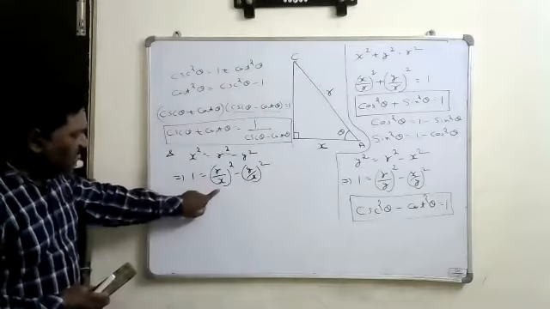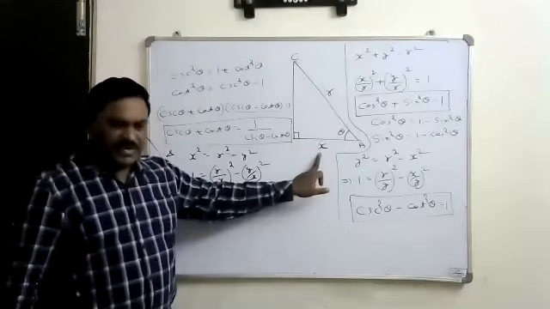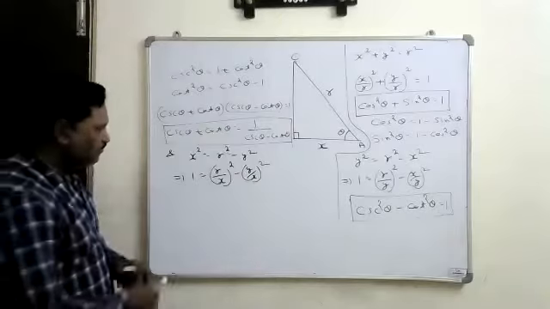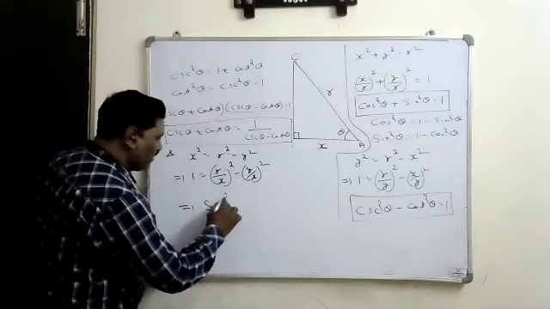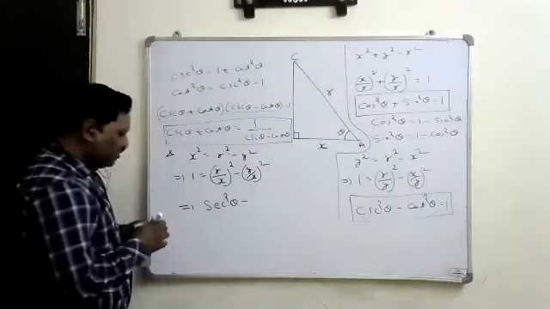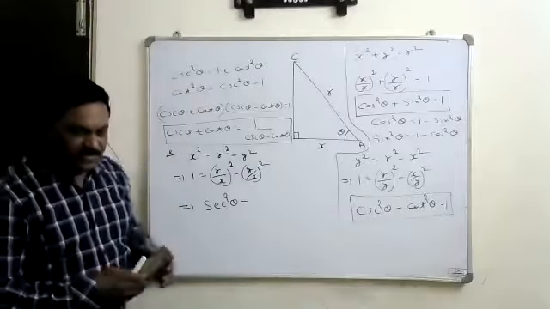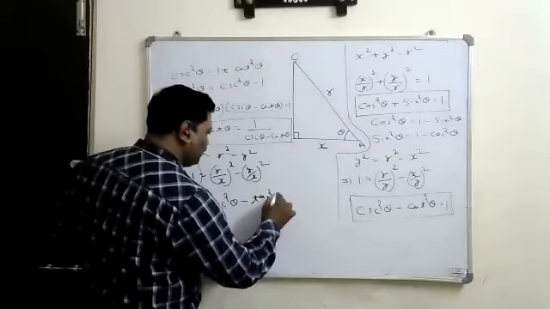So what does this r by x represent? r by x means hypotenuse upon adjacent side. Hypotenuse upon adjacent side, that is the definition for sec. That is secant square theta, we can write it. Minus y by x, opposite by adjacent side, that is the tan definition. Tan square theta is equal to 1.